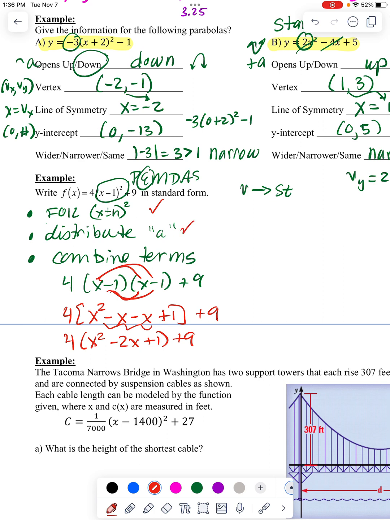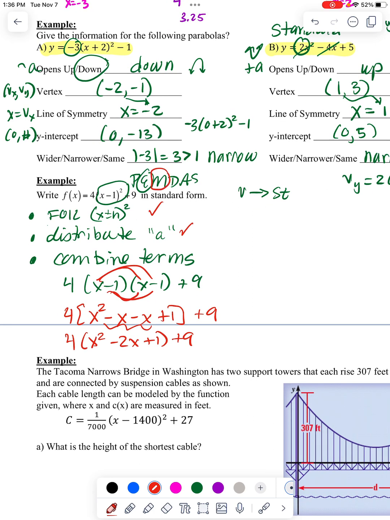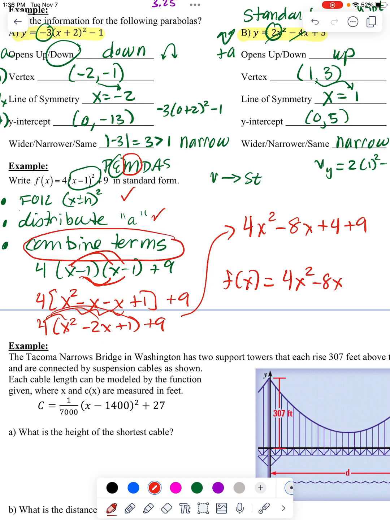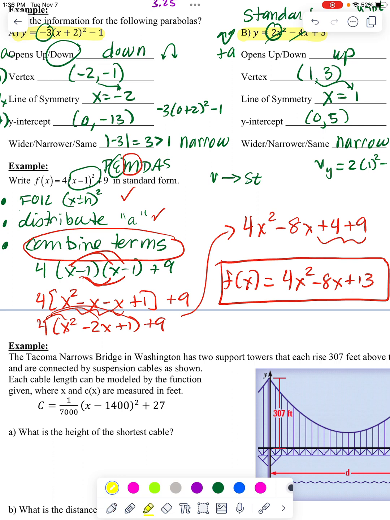Okay, now I'm going to distribute that a because now I'm moving on to multiplication. So this 4 is going to multiply by all of those, giving me 4x squared minus 8x plus 4, and then I still have that plus 9 hanging at the end. So when I'm done, my new function, and I'm going to write it in function notation, is 4x squared minus 8x, but I still have to do this last step of combining terms, which is just putting these two numbers together.